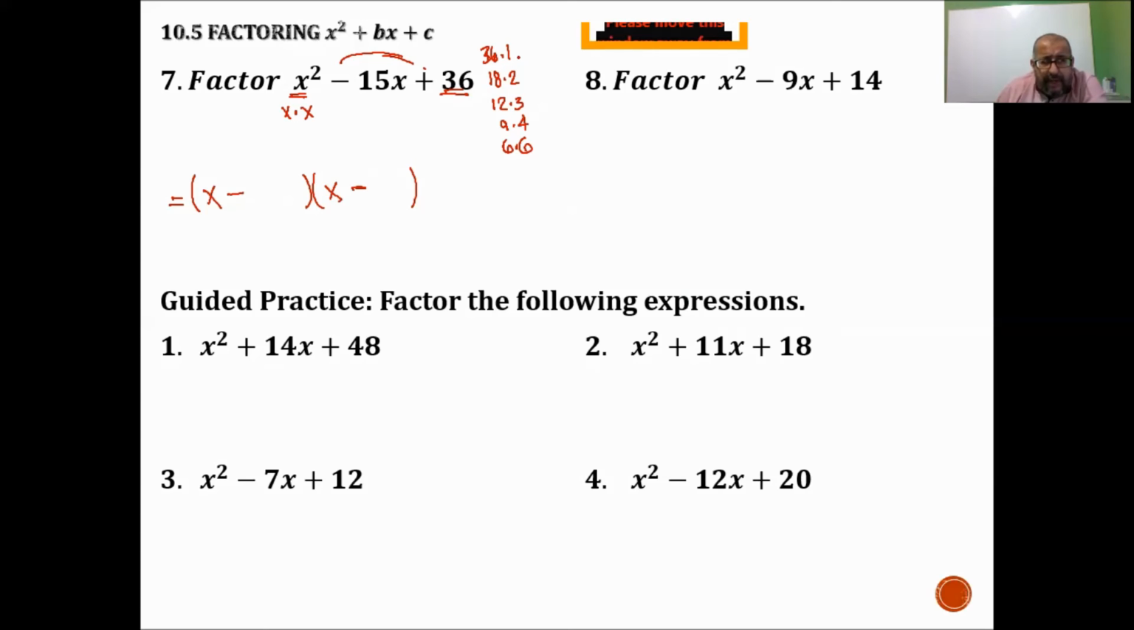Now, 36 plus 1 is 37. 18 and 2 is 20. 12 and 3 is 15, so we have it. 9 and 4 is 13, and 6 and 6 is 12. So only this one will work.